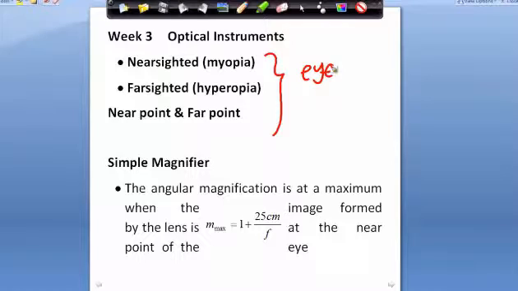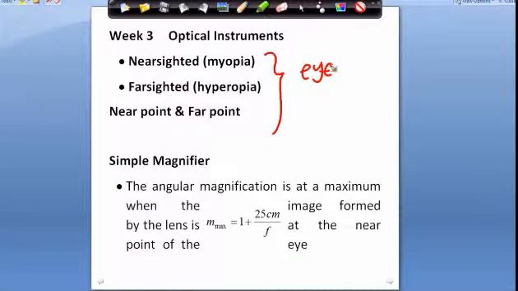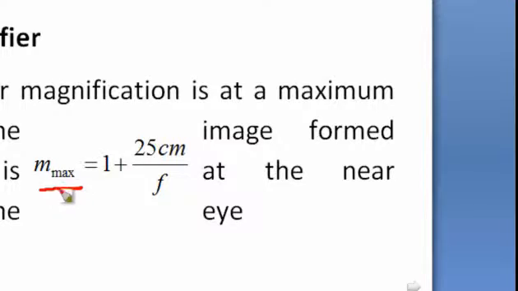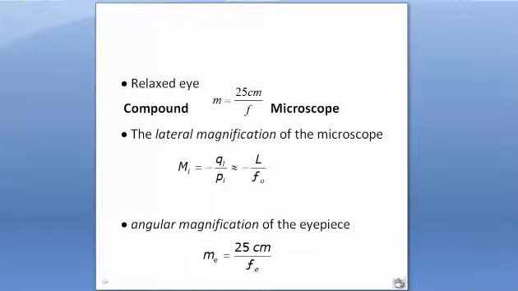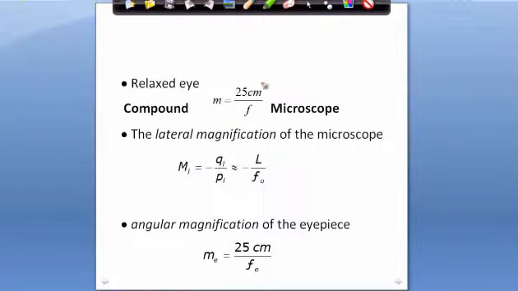Another optical instrument is a simple magnifier. It says the angular magnification at maximum, when the image is formed by the lens, is given by this formula. So maximum magnification is equal to 1 plus 25 over the focal length of the simple magnifier. And for the simple magnifier, when you have a relaxed eye, the magnification is given as 25 over the focal length.